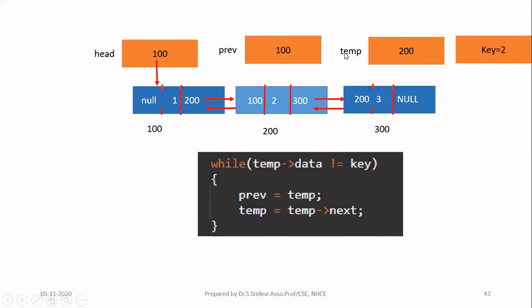So when you come outside the loop for this condition, what will be your temp and what will be your previous? So we are searching for 2, okay? 2 is available here. So when you come outside the loop, your temp will have 200 because that node has key as 2. So my temp will be pointing to this node. And what about previous? That is nothing but the address of the previous node, which is 100. So these two will be with 100 and then 200. So at this point of time, I'll come outside the loop.